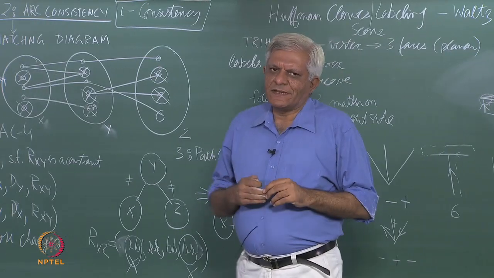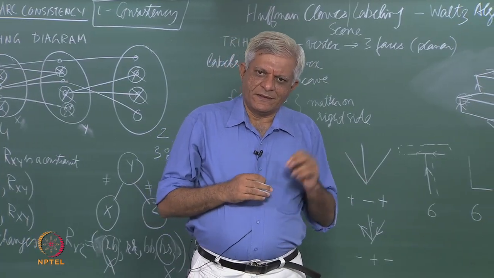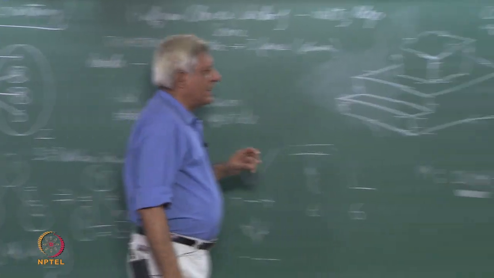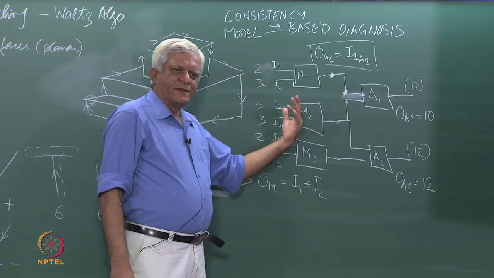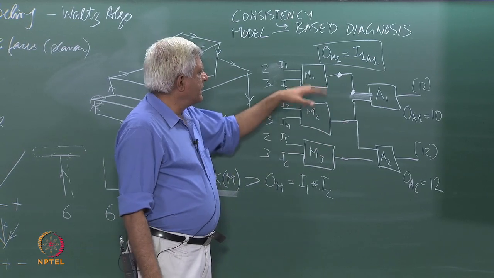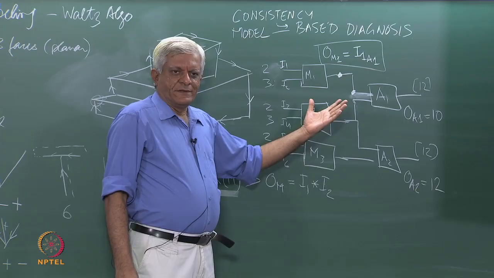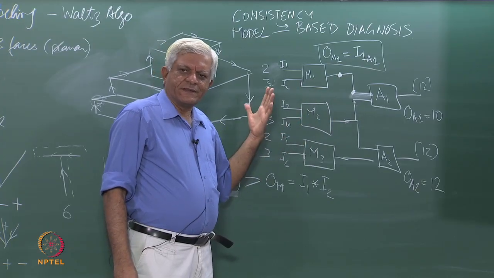So, this approach to diagnosis, the task of diagnosis here, is to identify a faulty component, and so we assume that connections are never faulty. This is a simplified way of looking at things, that one of these, either the multipliers or the adders, has become faulty. So, how do we do this?